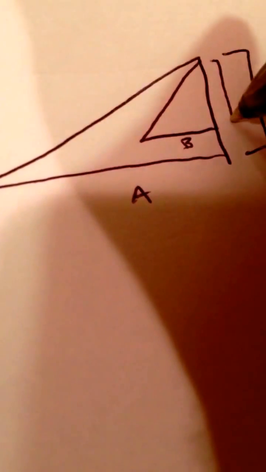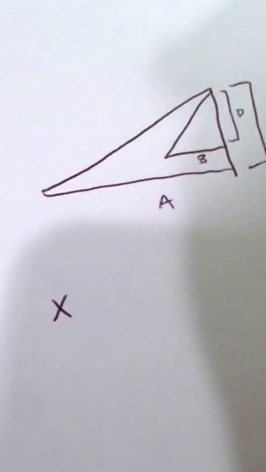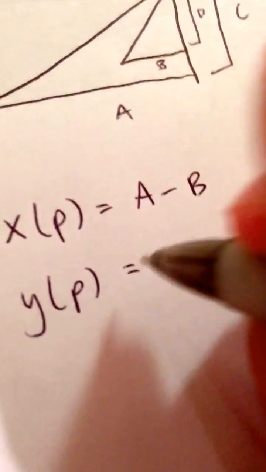So let's start with the x. Let's say I just label these sides. I'll draw the triangle over here. Let's say I call this side A, and then the tiny one is B, and then the big one is C, and the tiny one is D. So we know in the x direction, we'll call it x of P because that's what we're solving for, it's A minus B, and in the y direction, it's C minus D.